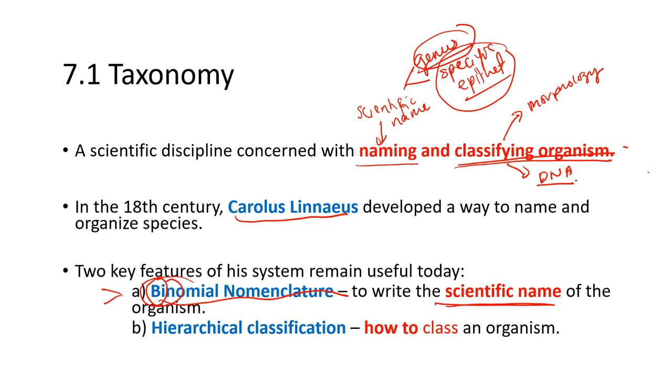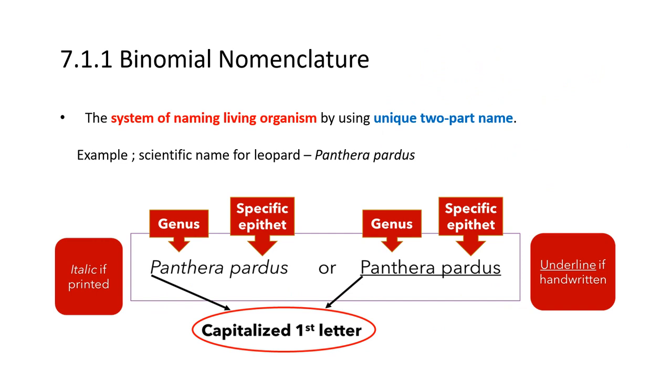Two, hierarchical classification, how to classify organisms. One way is by looking at the morphology, and the second is by looking at their genetic composition. The first one is binomial nomenclature. It is the system of naming living organisms by using a unique two-part name. For example, the scientific name of the leopard is Panthera pardus.